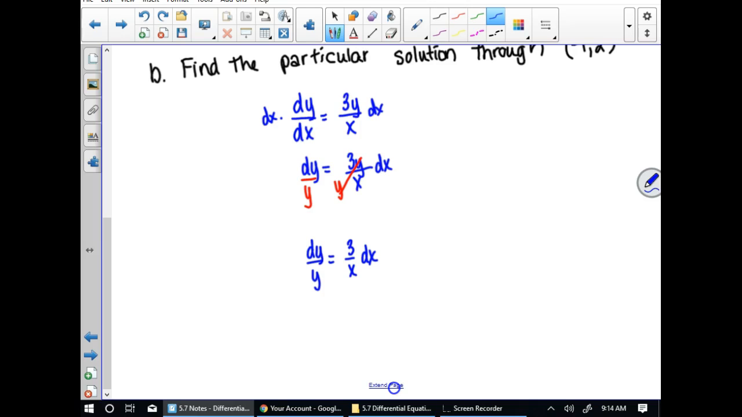So differential equations, remember, you must separate the variables. If you don't separate your variables, you're not eligible for any points on that section, which is probably like 5 or 6 points. So then you would integrate both sides, and you get natural log of y equals, well, let's see, 3 times the natural log of x plus c.